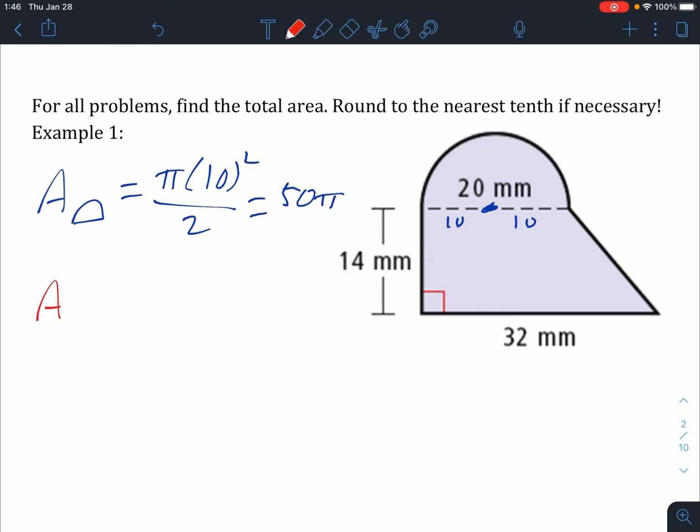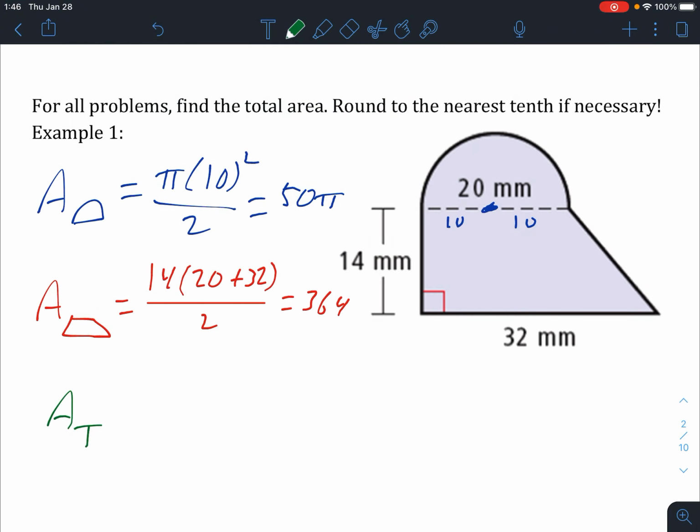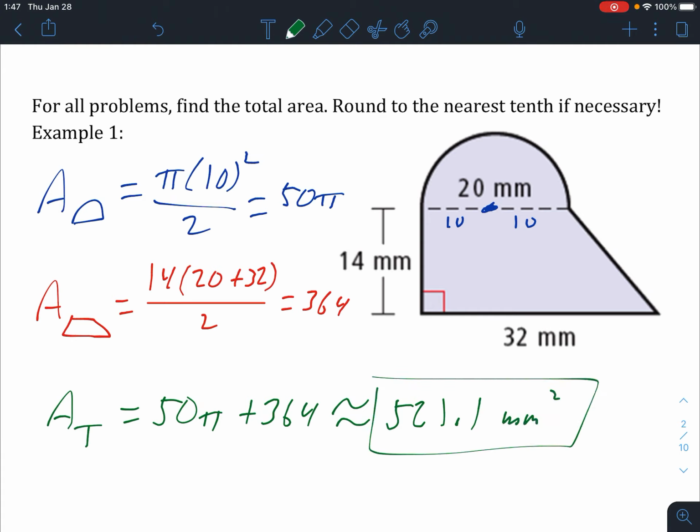And then to get the area of the trapezoid, remember, the trapezoid's area is height times base plus base over 2. So if we find that area, we get 364. So then our total area is going to be 50 pi plus 364. And that would give us a rounded answer of 521.1 square millimeters.